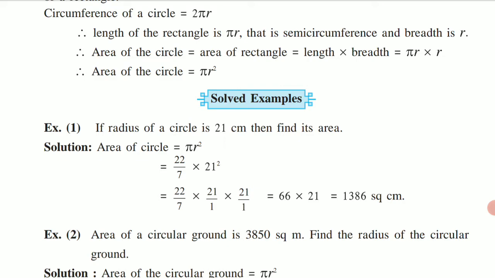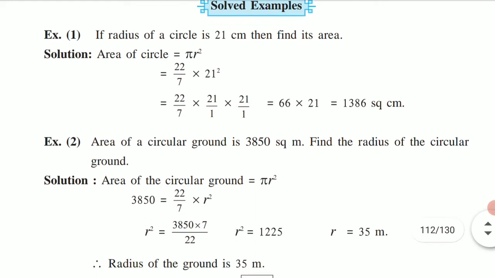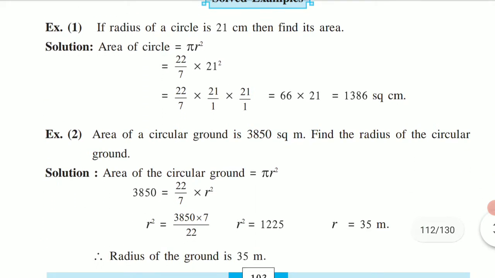The solved examples are: Example number 1. If the radius of the circle is 21 centimeter, then find its area. Solution: area of the circle is equal to pi r square, is equal to 22 upon 7 into 21 square, is equal to 22 upon 7 into 21 into 21, is equal to 66 into 21, is equal to 1386 square centimeter.